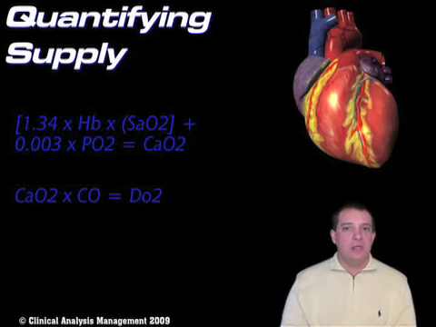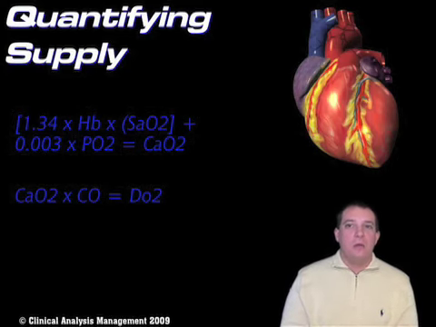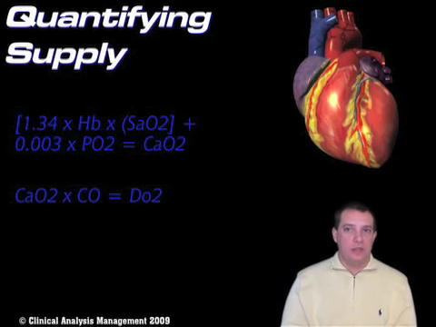And when we want to know how much of that is being delivered in a minute, then we would just say 1.34 times the hemoglobin times the SaO2 times the cardiac output. It's really important that you understand this, because these are the variables that figure out how much oxygen we're delivering in a minute. Now, one thing I want to point out here is how important the hemoglobin is.